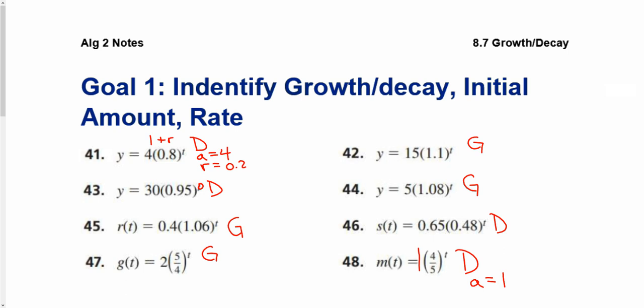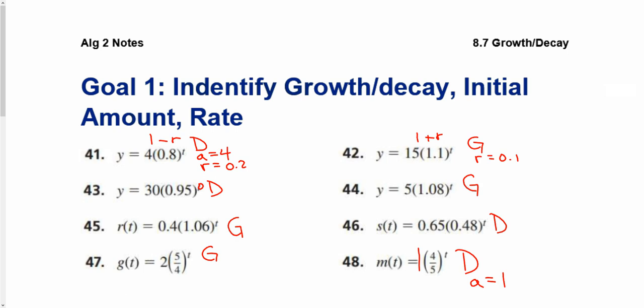What would the R be in number 42? Because this is like 1 plus something, right? Oh, actually, you know what? On this one, I messed up. That's supposed to be 1 minus R, because it has to be smaller than 1. This would have to be 1 plus R. So what would R have to be? Yeah, it's just 0.1. So R equals 0.1.